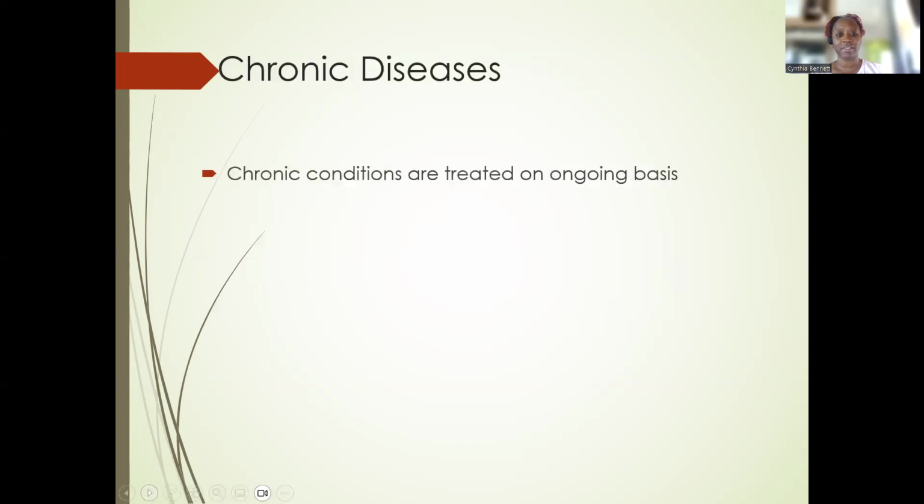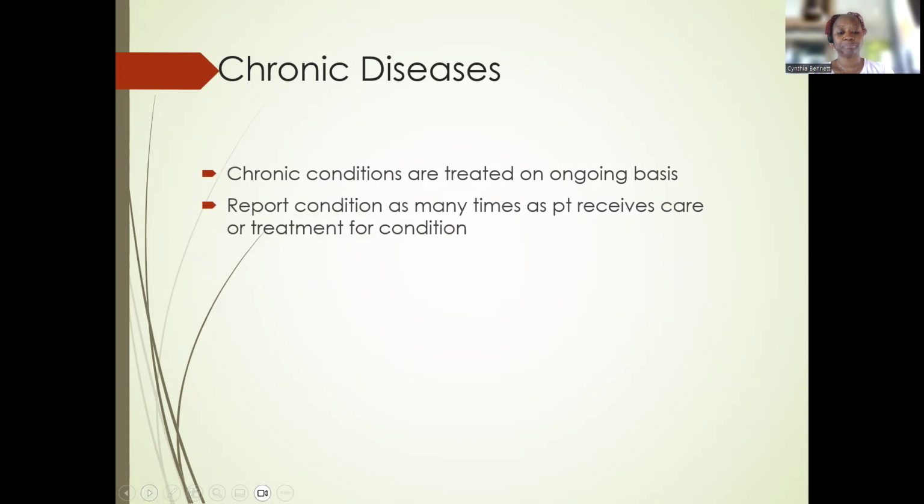So for chronic diseases, chronic diseases are treated on an ongoing basis. So patient has diabetes, they have hypertension, things like that. Those will be considered what we call chronic diseases. So there's ongoing treatment for those diseases. So we're going to report the condition as many times as the patient receives care or treatment for that condition. So for example, with the diabetes, if the patient comes in once a month and they have diabetes, then that will be the diagnosis, and that is considered a chronic condition.